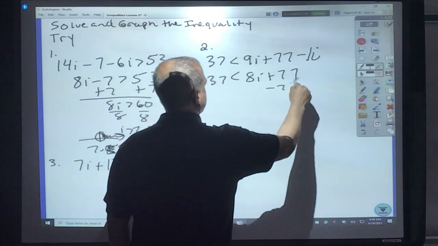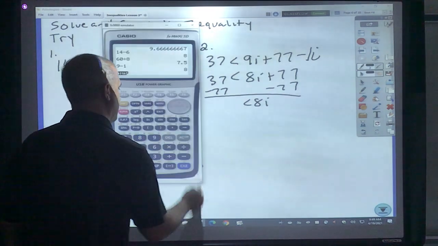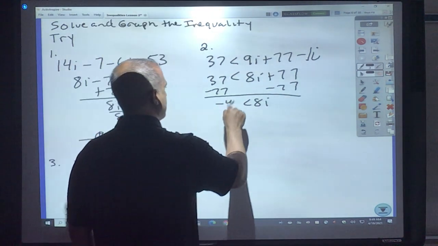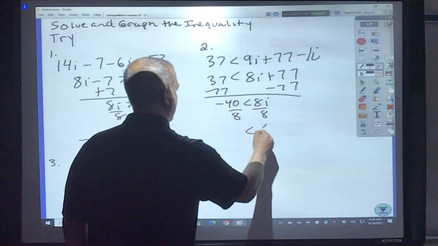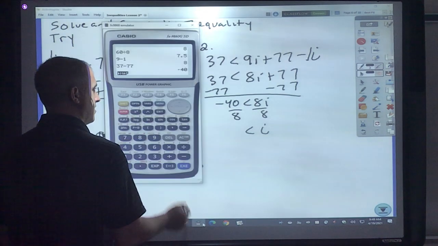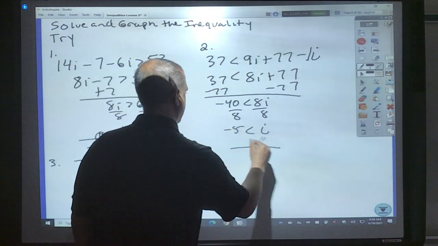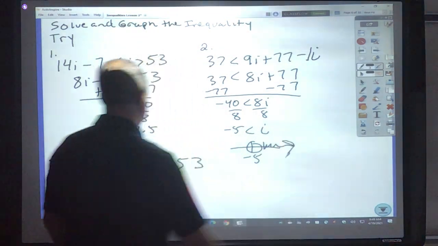Okay, and I would subtract the 77. 37 minus 77 is negative 40. Divide by 8, so I is greater than negative 40 divided by 8, which is negative 5. Open circle, it's eating the I, so I would shade to the right.